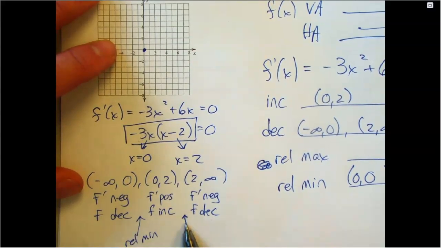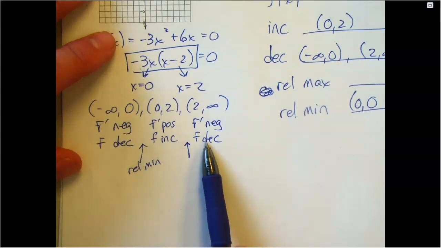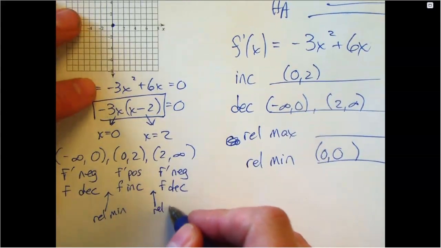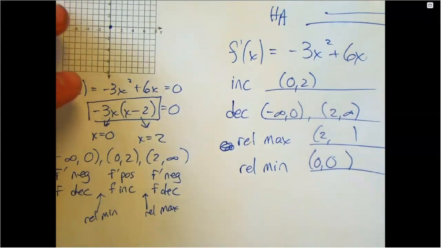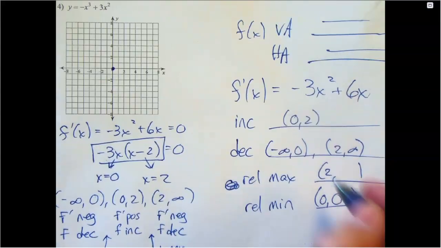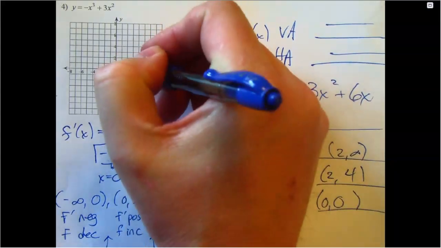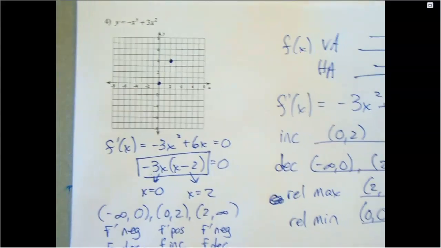Let's try again. At x equals 2, what do we have? We have a relative max, don't we? Because we're going from increasing to decreasing. So that's at 2 comma. Plug in the original, find that out. So it's negative 8 plus 12, so at 2 comma 4, that's another actual legitimate point I can put on my graph.